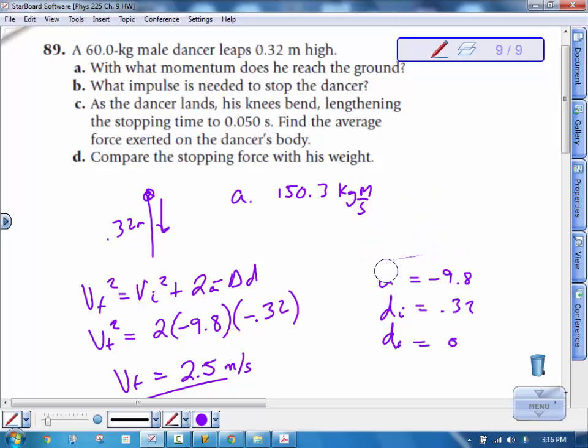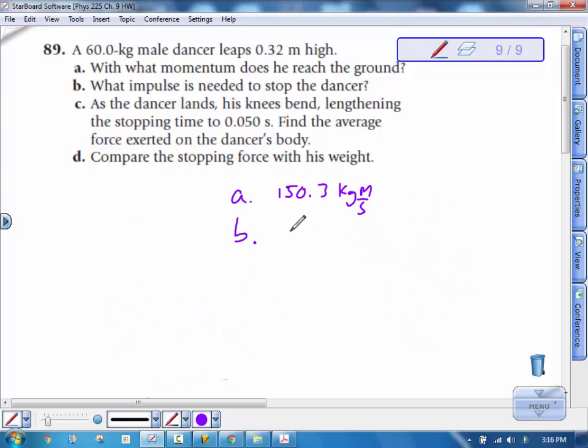All right, now for part B. What's the impulse needed to stop the dancer? We know that impulse is force times the change of time, which equals the change in momentum. So the change in momentum is going to go from all this momentum to no momentum because the dancer is going to be stopped. So we know that's 150.3. And so that's our impulse. Just multiply this by 3. That gives you about 450.8. And that's impulse, which we can say is newton seconds right here. Right, because this quantity is what we're looking for there.